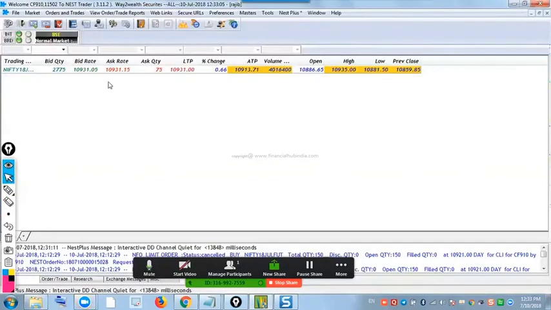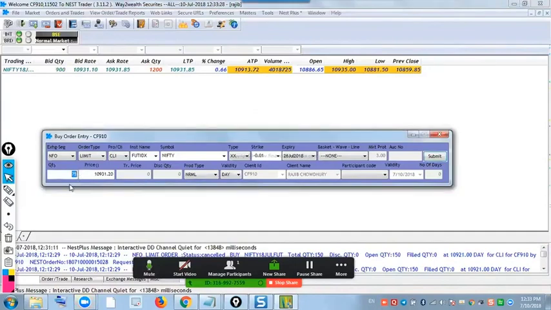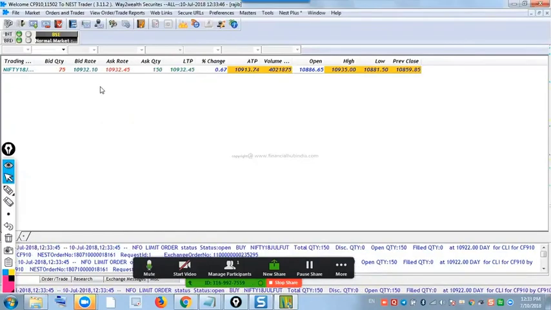So I come to my terminal. Right now it's 10,931. So I go for a buy entry order, and we'll place a buy. Oh, what's going on? I'll have to restart this actually. So this is my buy entry form. Quantity by default is 1 lot, so I'll have to make it 2 lots, which is 150, and then I'll have to place the rate here. 10,922. You want to buy, right? 10,922. Yes, that's it. Place a buy entry, submit, enter. So my buy entry order is submitted. How can I see?